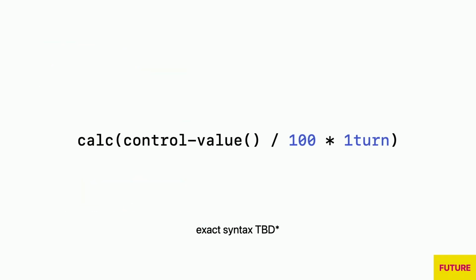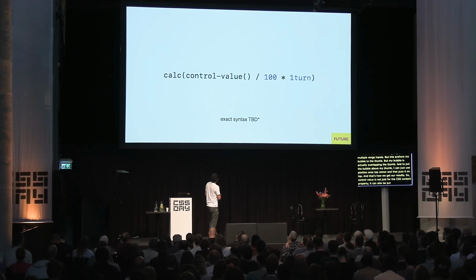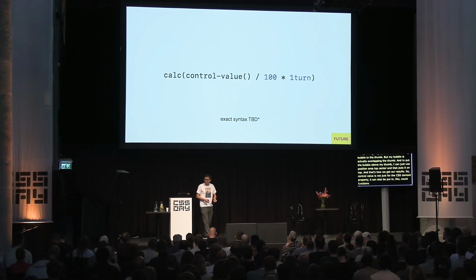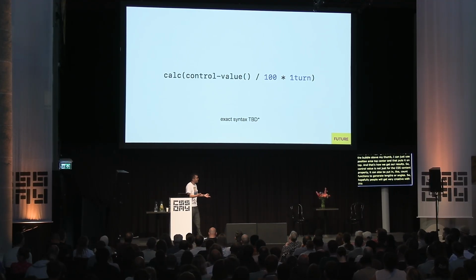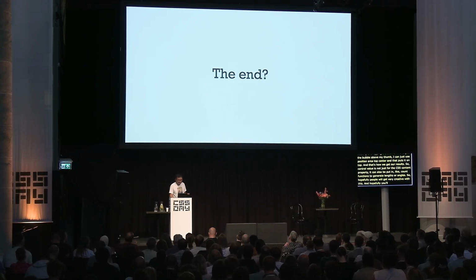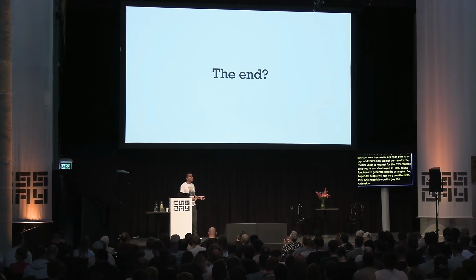So control value is not just for the CSS content property. It can also be put in calc functions to generate lengths or angles. So hopefully people will get very creative with this. And hopefully you'll enjoy this extension. So this was a preview of some of the new stuff.